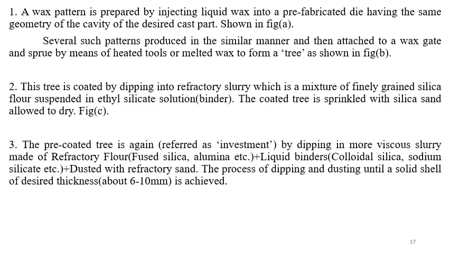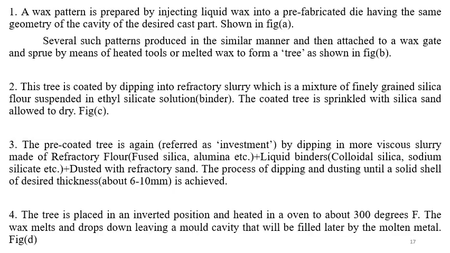The pre-coated tree is again dipped in a more viscous slurry made up of refractory flour plus liquid binders, plus dusted with refractory sand. The process of dipping and dusting continues until a solid shell of desired thickness is achieved. The tree is placed in an inverted position and heated in an oven at about 300 degrees Fahrenheit. The wax melts and drops down, leaving a mold cavity that will be filled later by the molten metal, as shown in figure D.